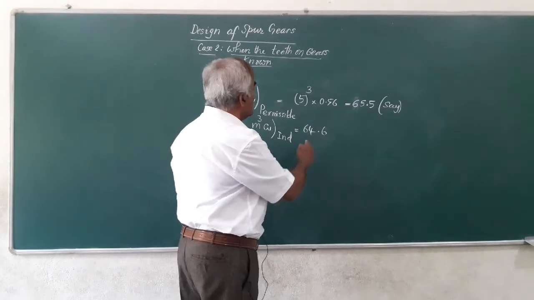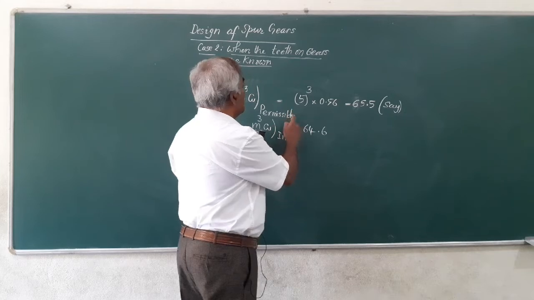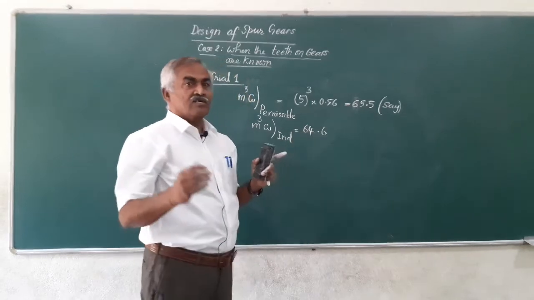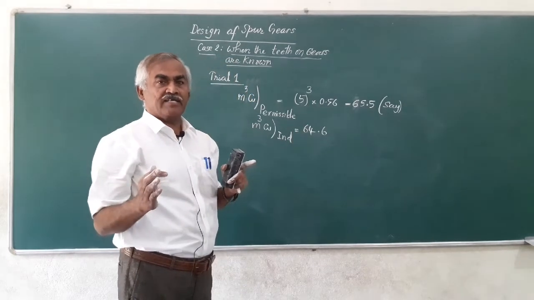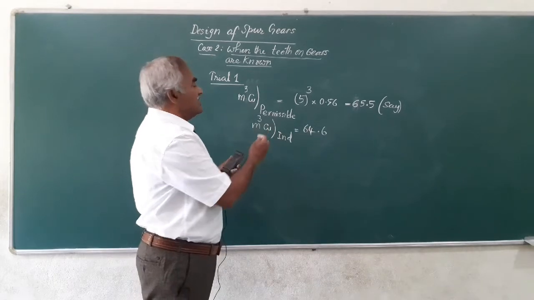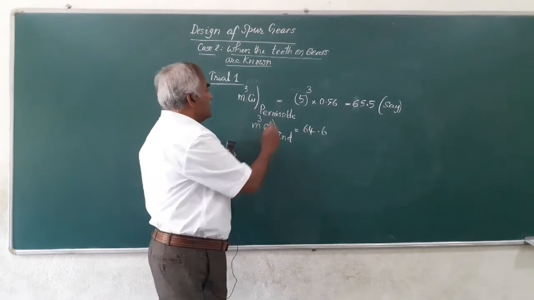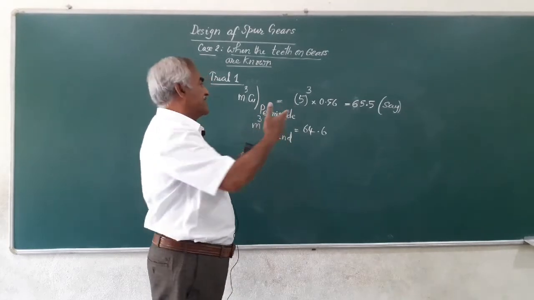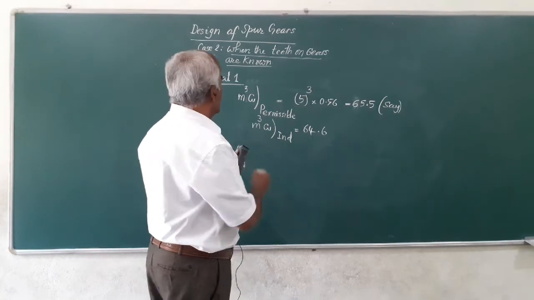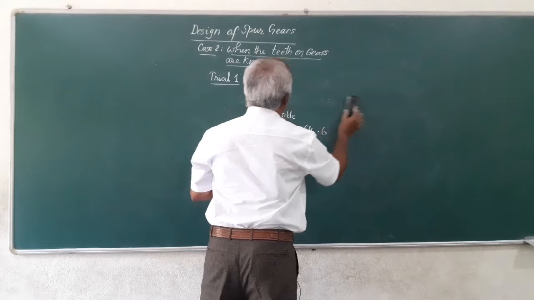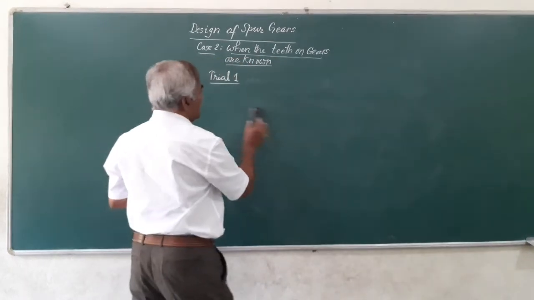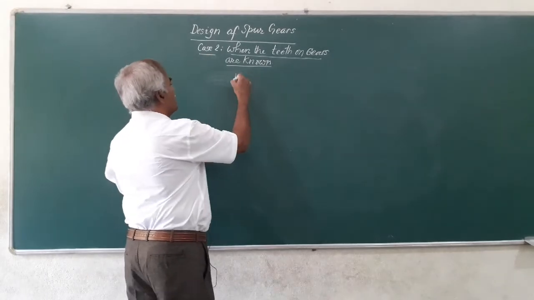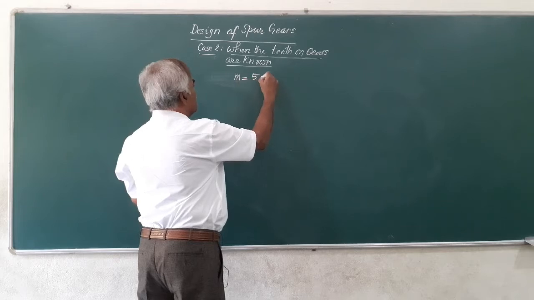By chance if this works out, that is the permissible value works out lesser than this, say some 60. In that case, you have to make some more trials by taking different values of module and then arrive at a value till these two values become equal or the permissible value is slightly greater than the induced value. So friends, here in this problem the satisfaction is made, that is the m cube Cv condition is satisfied. So we are going to have the module m is equal to 5 millimeter.